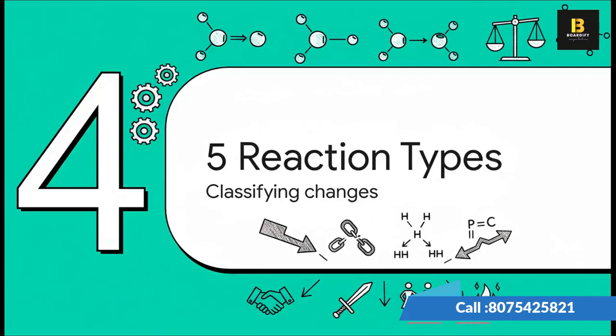Awesome. So now we know how to write equations and how to balance them. The next step is to see that reactions aren't all just random. They actually follow certain patterns, and we can group them into 5 main types. Learning these types makes everything so much easier to understand and remember.